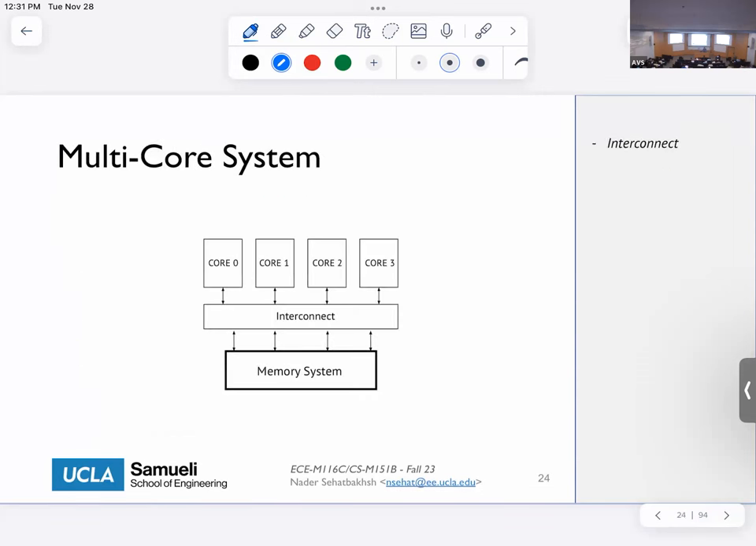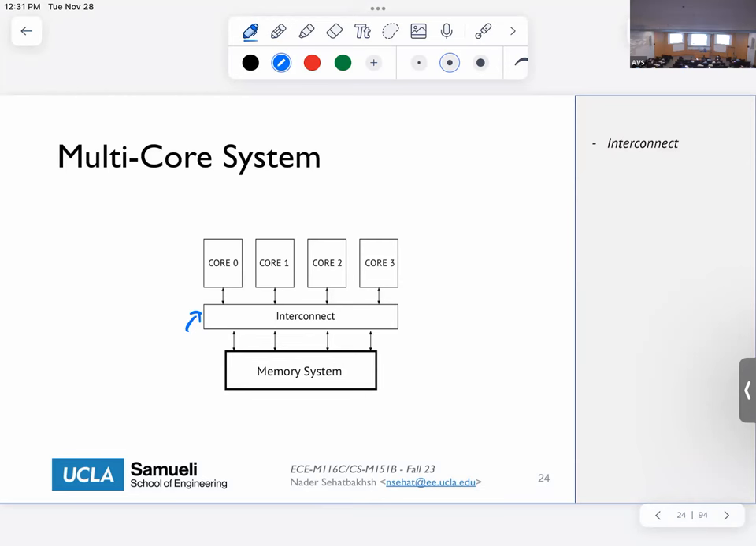All right, so a multi-core system will look something like this, okay? You have a bunch of different cores, let's say four cores, and then you have your memory system, and the memory system needs to be connected to your cores, and this connection is usually through some interconnect. Two weeks ago, I talked about the I/O and the buses and all those things. This is basically where those buses come into play, so you have some idea about this interconnect now.